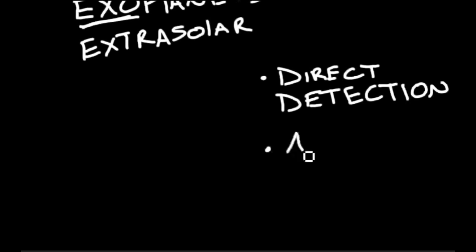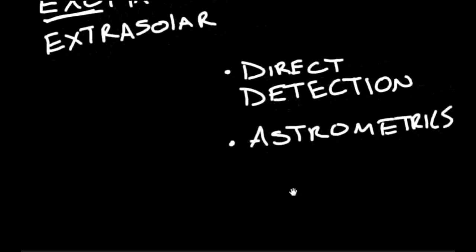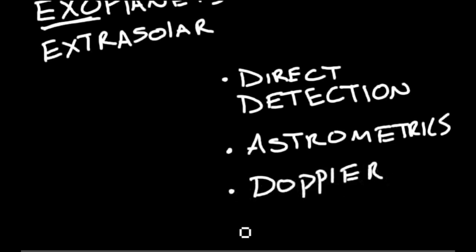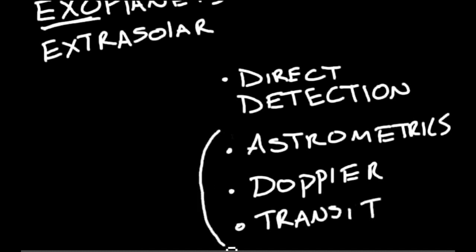The other 3 that we also have: Astrometrics. Make sure you guys can still see that. Let me move this over a little bit. We have the Doppler method. And we also have transits with the transit method. And these 3 methods, these are our indirect methods, where this one is our direct.